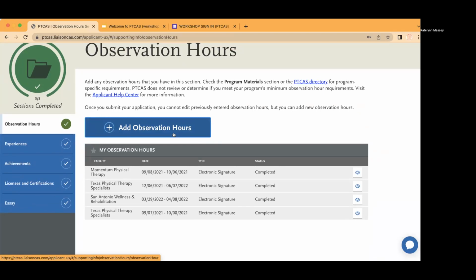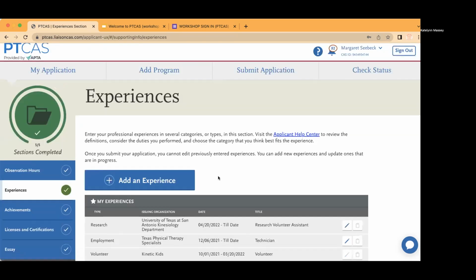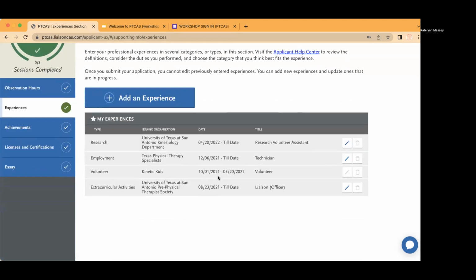And then it will say completed. For the Texas Physical Therapy Specialist one, I had to send an email asking them to confirm this. The status didn't say completed, and I had to keep checking. Once they get back to you and fill out that email, it will change to completed. So this is a really nice way to make sure that you have all those hours and everything.